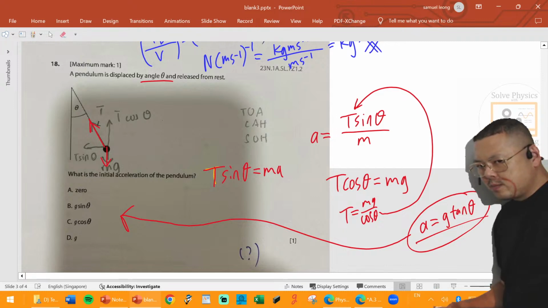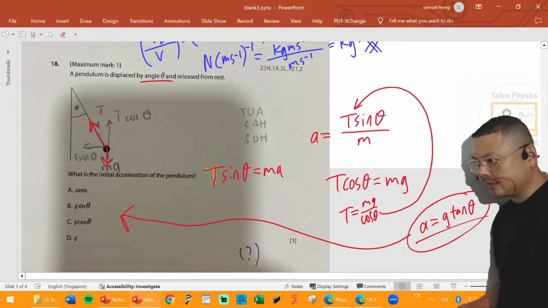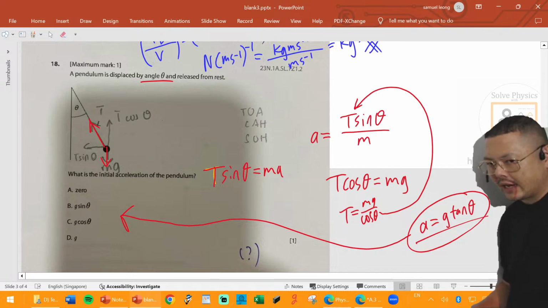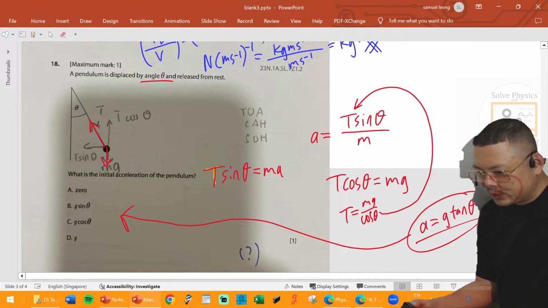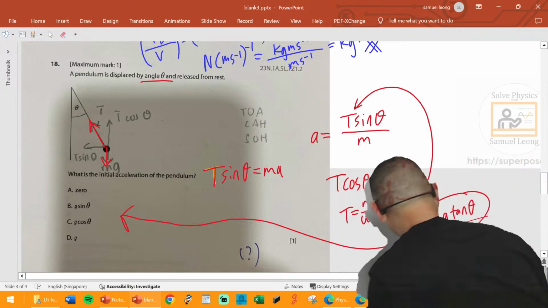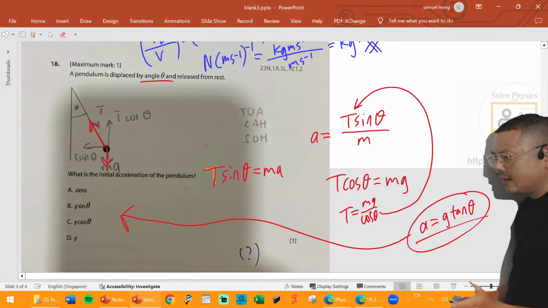Have you done small angle approximation in Sec 4? Never, right? Okay, you will do that next year in Year 6 for math. You will learn this thing called small angle approximation. So if you can remember what I said today, 21st April, maybe you remember one year later that I mentioned this before.